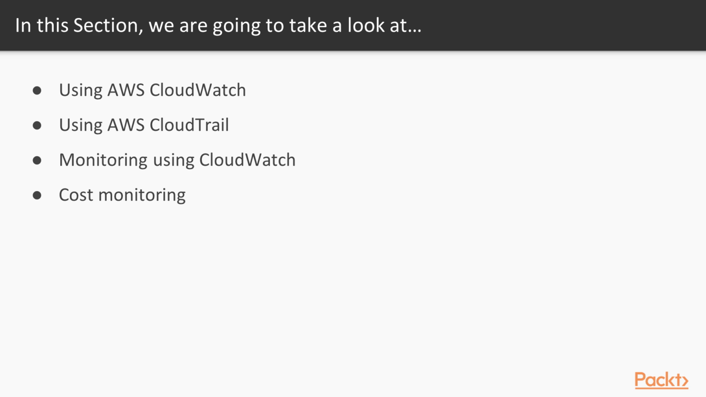Also, we will see what a CloudTrail is. That is also a tool available on AWS. We'll be monitoring our EC2 instances using CloudWatch. In the last video in this section, we will be looking at the cost monitoring, because every instance, every tool is costing us money, and we want to monitor it in a good and resilient way.